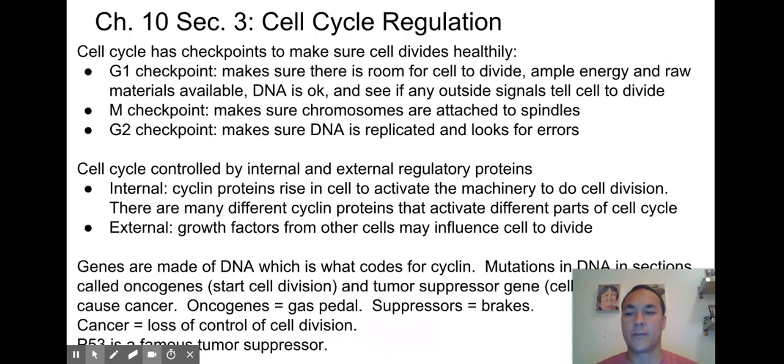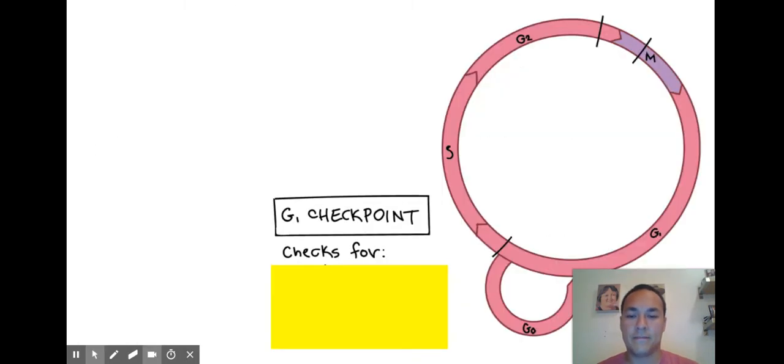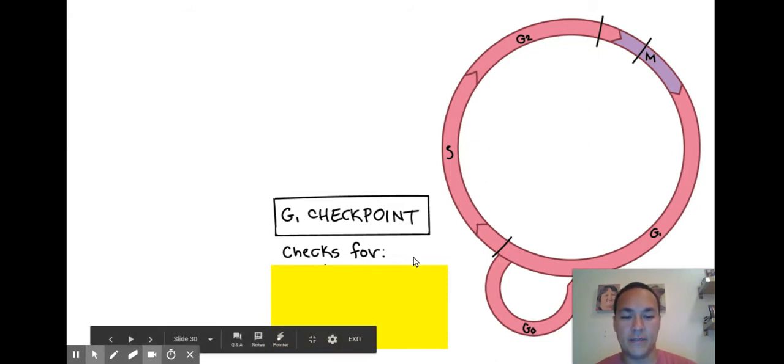Okay, so let's go through. We'll kind of hit the information here by talking about it. What happens at a checkpoint? If you're going to get stopped at a checkpoint on a road, what are the police looking for? So hopefully you got something along the lines of that you had the proper registration, that you were going the right speed limit, that you're of sound mind and body to be driving. Well, the cell is going to do the same thing. So can you guess what's going to happen during the G1 checkpoint right here?